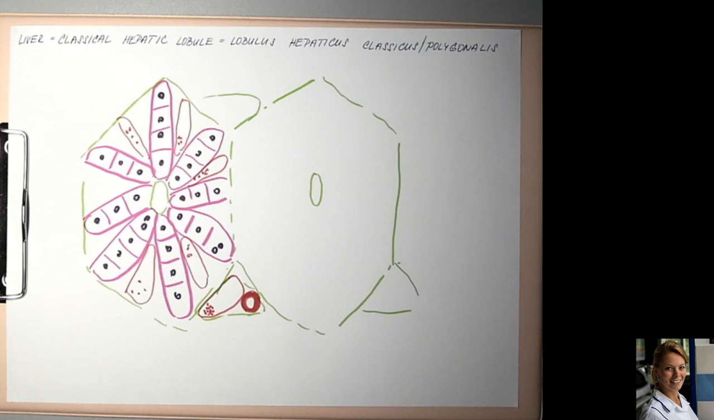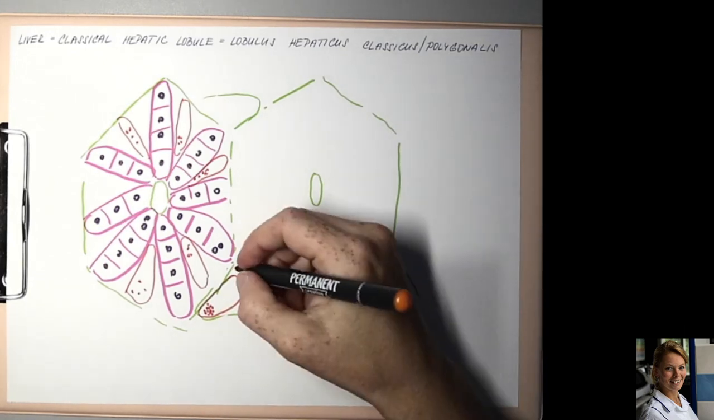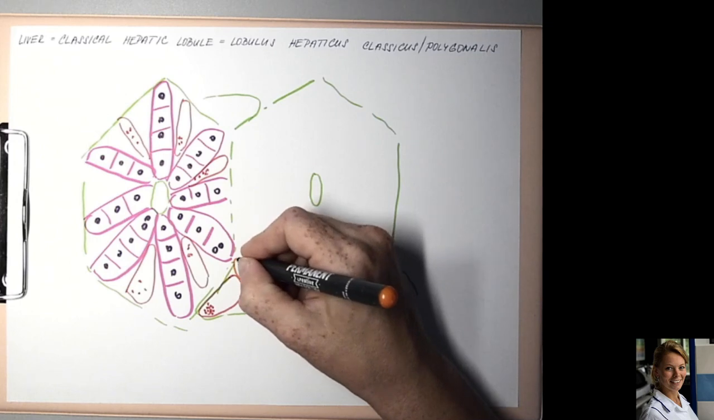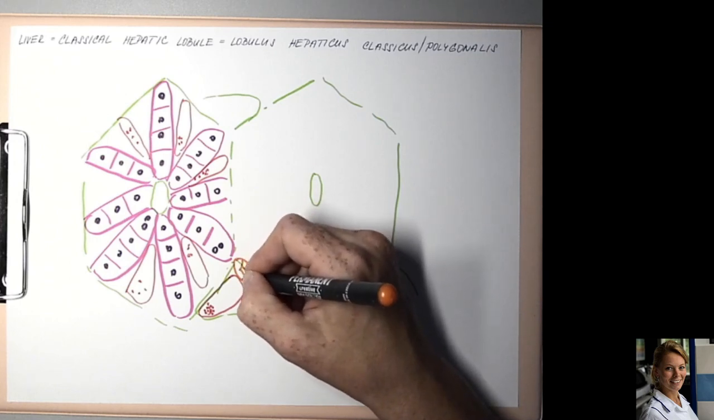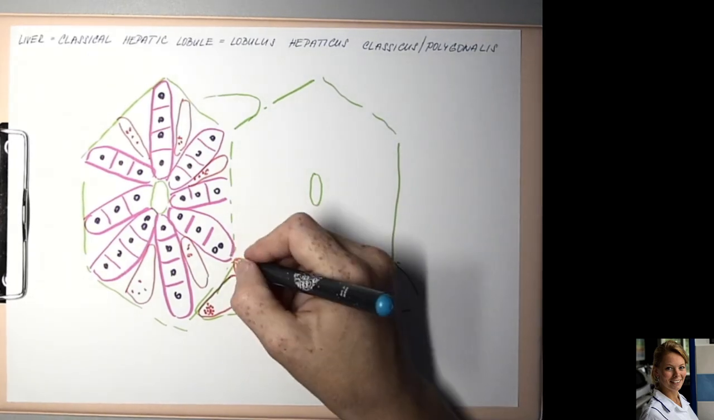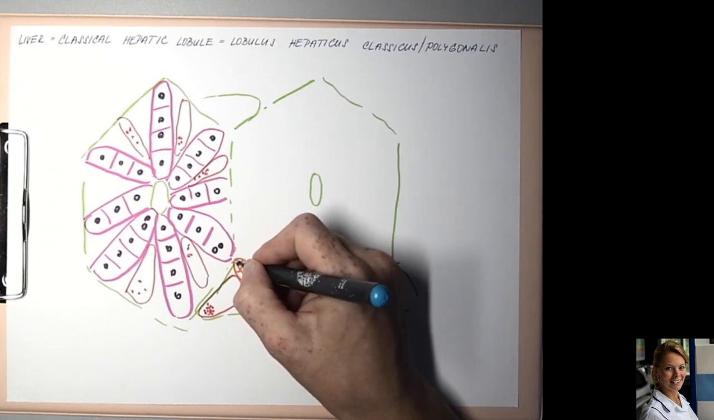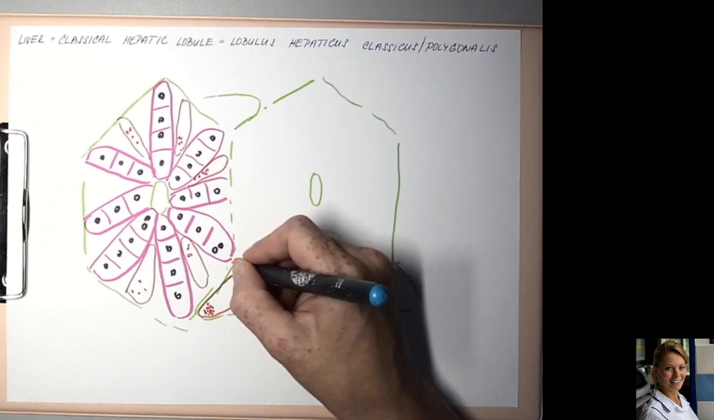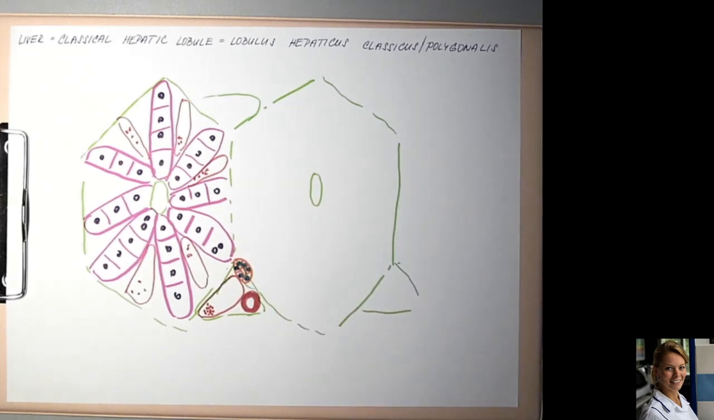And the last structure in the portobiliary space is an interlobular bile duct, which is lined by a simple cuboidal epithelium. That means we see round nuclei which line the lumen of the interlobular bile duct. Veins and arteries are lined by endothelial cells. That means a single layer of squamous cells.